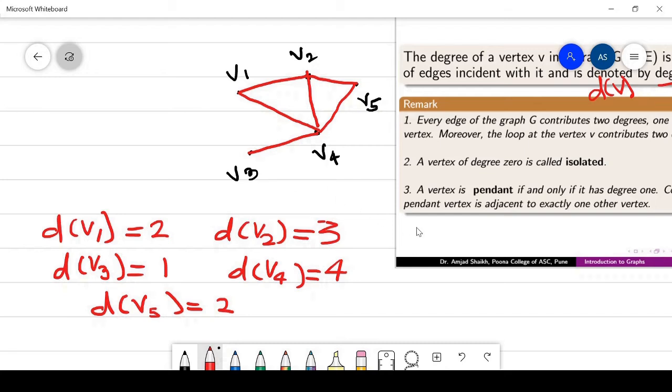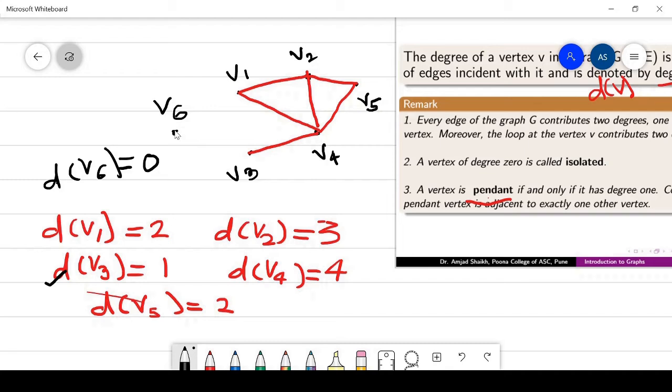A vertex of degree 0 is called an isolated vertex, and a vertex of degree 1 is known as a pendant vertex. So in this graph, V3 has degree 1, that's why V3 is a pendant vertex. Suppose we take one more vertex, V6, which is not associated with any vertex in the graph. Its degree is considered to be 0. Degree of V6 is 0 and V6 is known as an isolated vertex. So this way we have the concept of degree of a vertex.